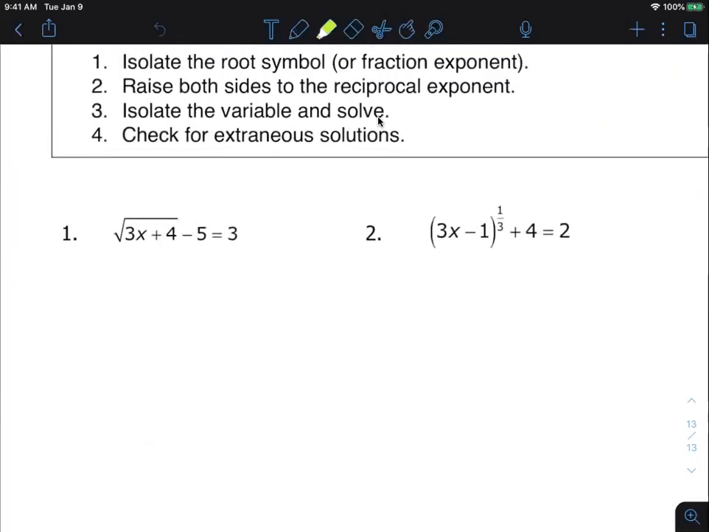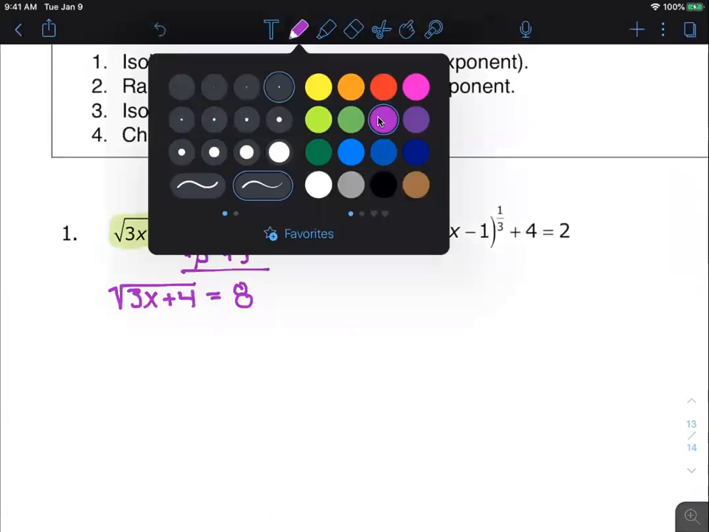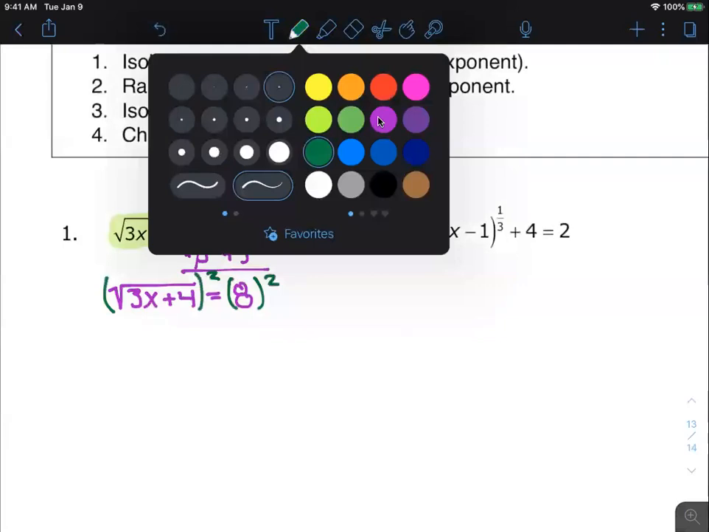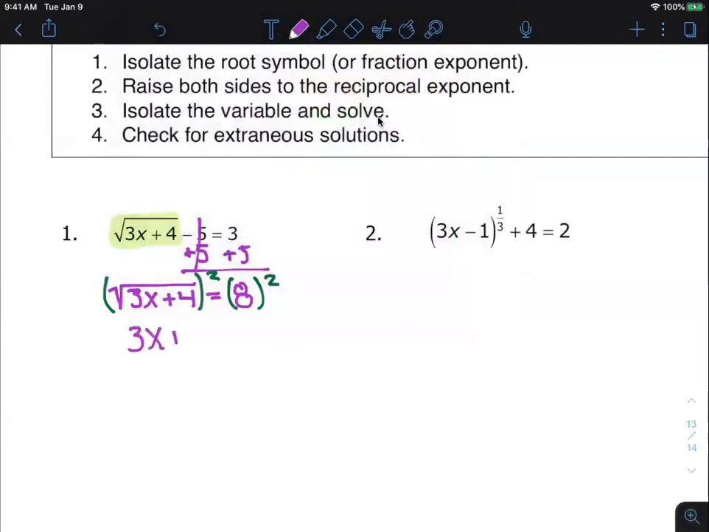So when we say isolate the square root symbol, this is what we need to get alone. When you see that, that means we need to go ahead and add 5 to both sides. So that's going to bring down square root 3x plus 4. 5 plus 3 is 8. And now we're going to go ahead and undo the square root. To undo the square root, we have to square both sides. That's how you always undo a square root. And that's going to get me 3x plus 4 equals 8 squared, which is 64.